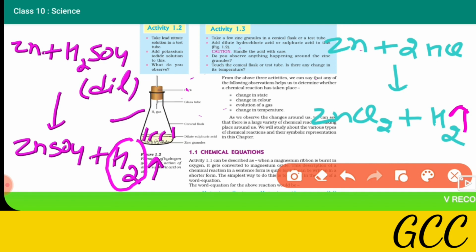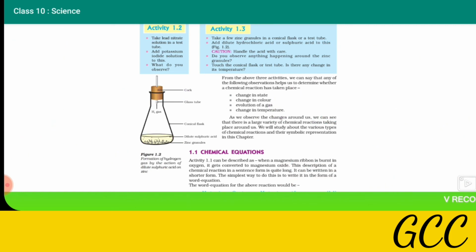So from the above three activities, what they are asking, we have done 1.1 on that day. Today we have done 1.2, 1.3. They are asking, is there any change in state, change in color, evolution of gas, change in temperature? If these all things are happening, yes, these are happening over there. We observe these changes, so what we can see? We can see some chemical reaction is occurring over there.